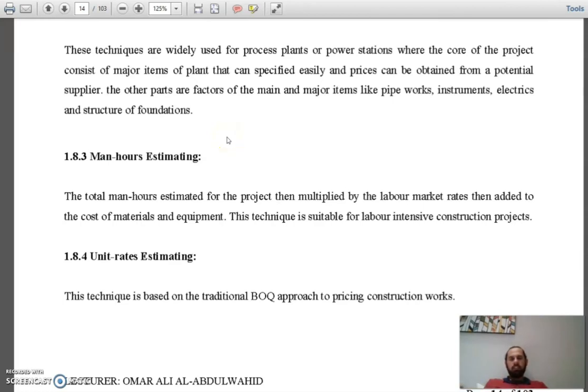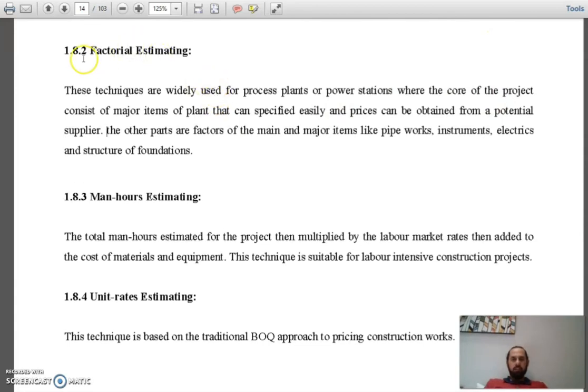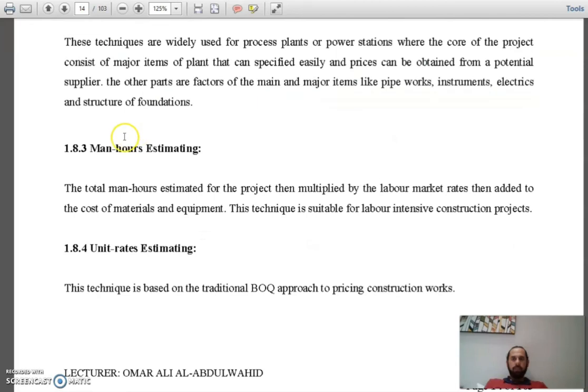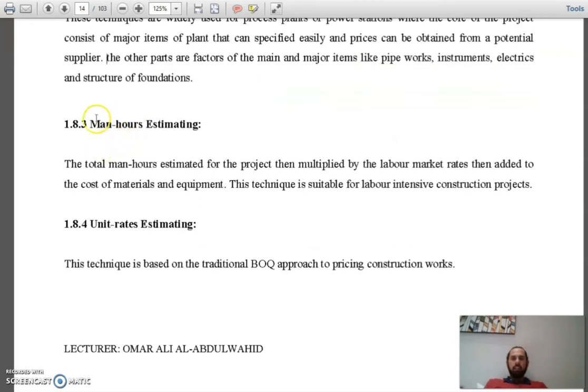This is considered to be a sophisticated project, so it takes so much time and effort. So sometimes they go for this type of estimating technique, factorial estimating. The other one is man-hours estimation. The total man-hours estimated for the project are multiplied by the labor market rates, then added to the cost of the materials and equipment.